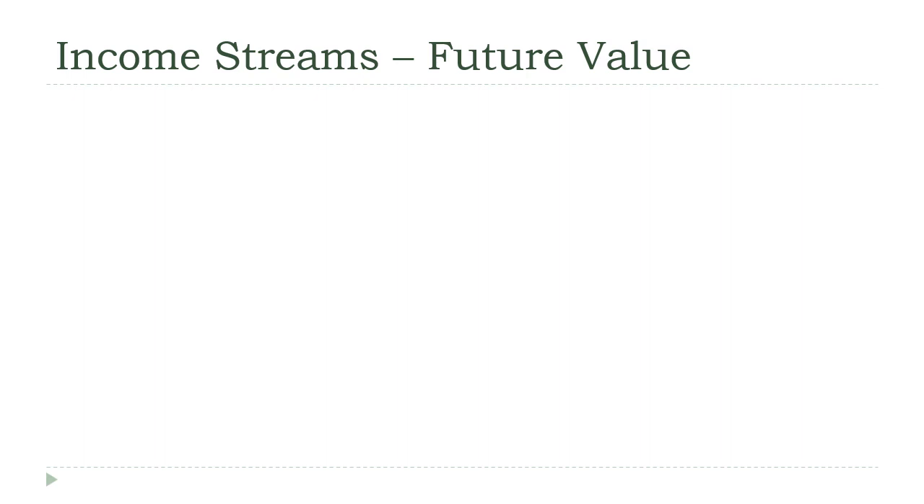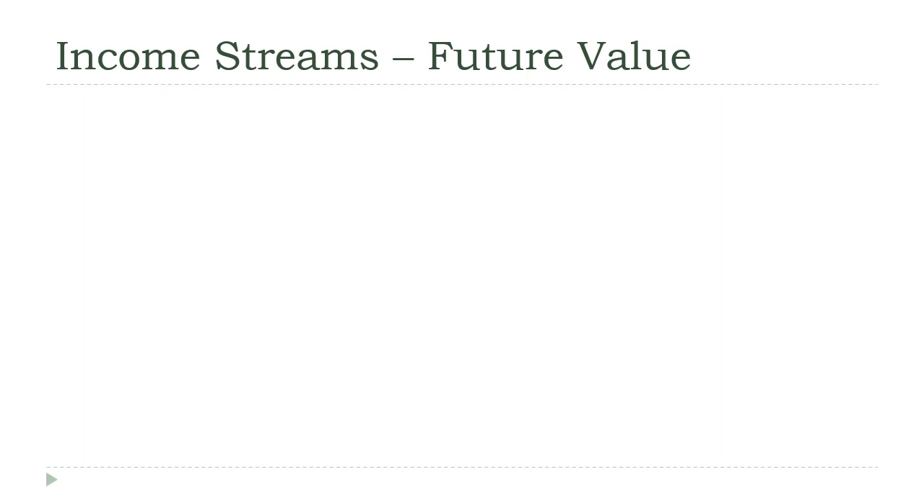So in the last lecture, we calculated a formula for the present value of an income stream. And in this lecture, we're going to answer the obvious next question: if we can calculate a formula for the present value, can we also calculate a formula for the future value? To do this, we're going to make all the same assumptions that we did with the previous example.